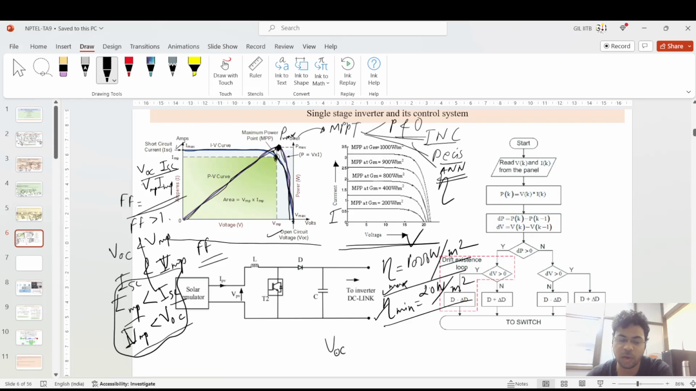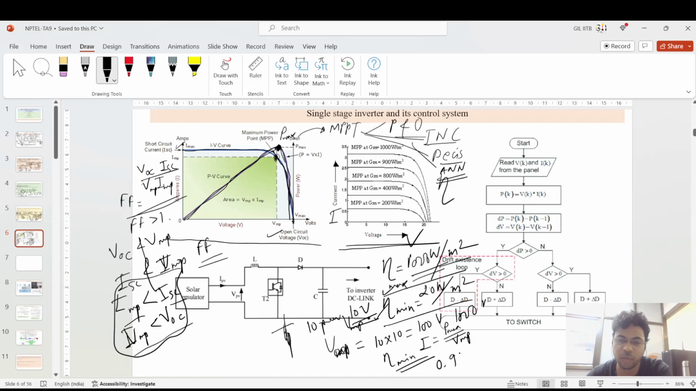When the manufacturer designs this, they use the VOC and VMP concept. At 1000 irradiance, suppose you have 10 panels with a VMP of 10 volts each. So 10 multiplied by 10 is 100 volts when connected in series. And the current is based on the maximum power given divided by VMP.